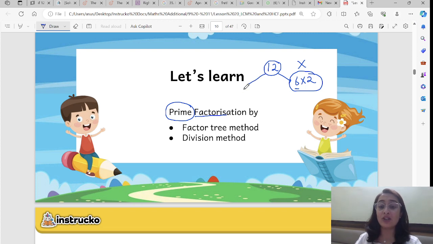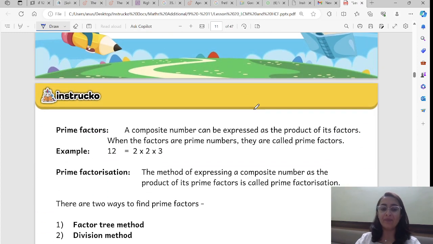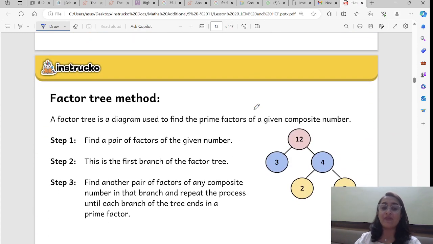However, if I break 12 as 2 into 2 into 3, this would again give me the answer 12. 2 multiplied by 2 is 4, and 4 multiplied by 3 is 12. But see here, all three factors are prime. So that is why this is the correct way to do the prime factorization. Basically, when we break any given number into all its prime factors, that is called prime factorization. So let's start with our first method.